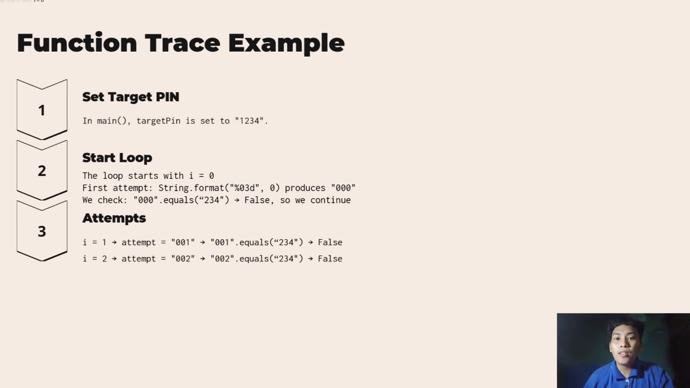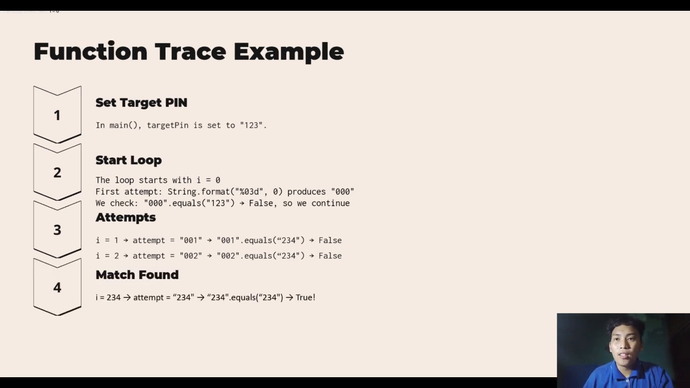So let's skip ahead to some key iterations. Step 233, iteration with i equal to 233. Attempt is String.format, which gives 233. Check whether 233 equals 234, which is false. No return, continue loop. Step 234, iteration with i equal to 234. Check whether 234 equals 234, which is true. Return 234 and exit the method.